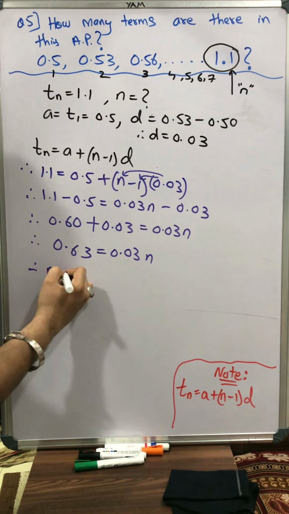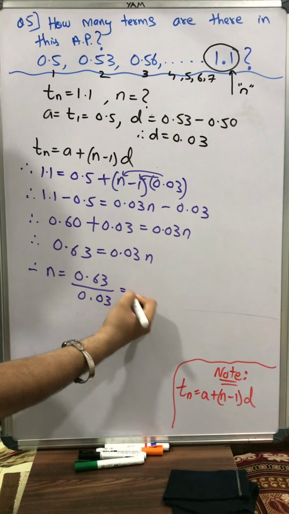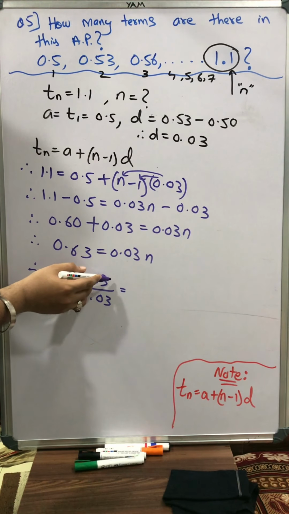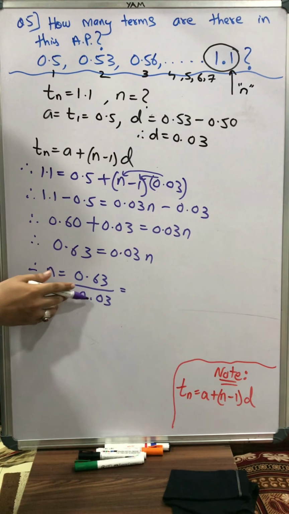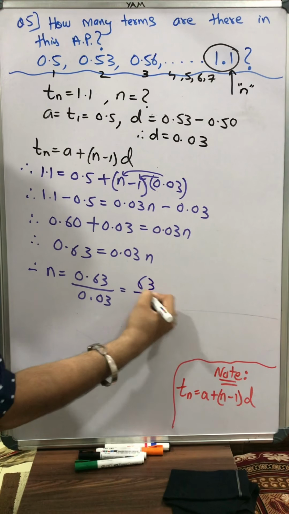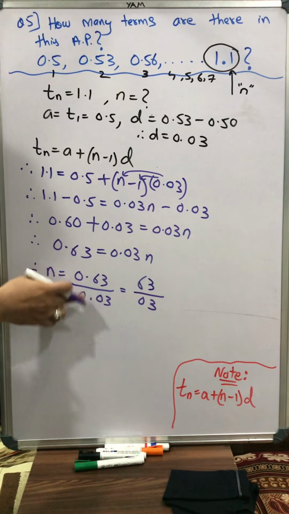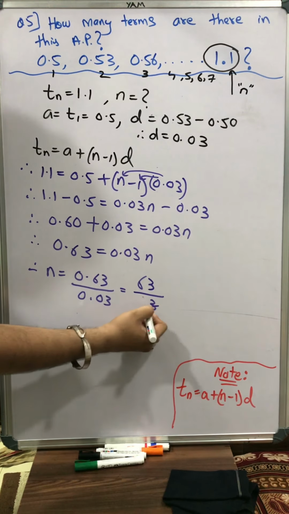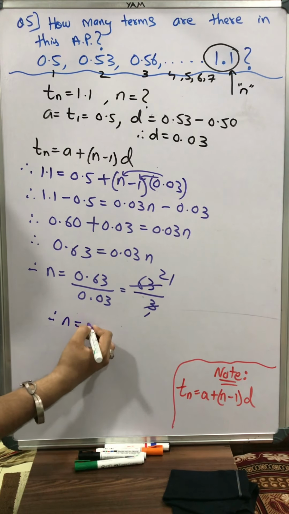Therefore the value of small n is what? 0.63 upon 0.03. Now see this, you all must know this trick: because I have the decimal point after 2 digits in the numerator, and the decimal point after 2 digits in the denominator also, I can write it as 63 upon 03. I just removed the decimal point. 63 upon 03, and 03 is nothing but 3 only. So 3 ones are 3, 3 twos are 6.